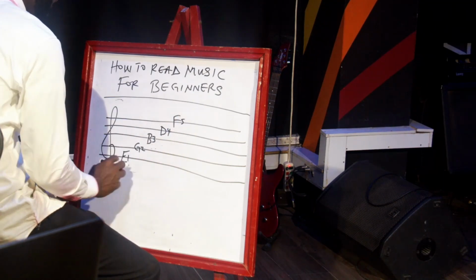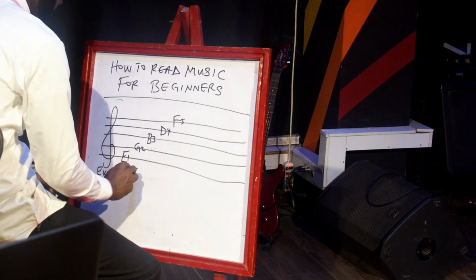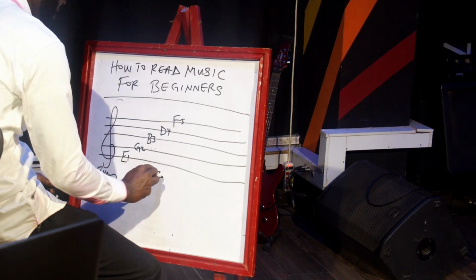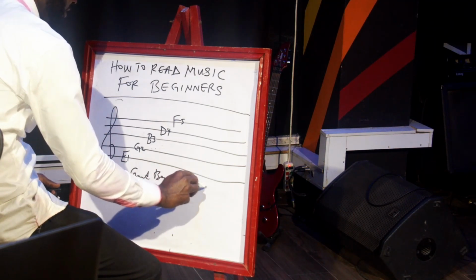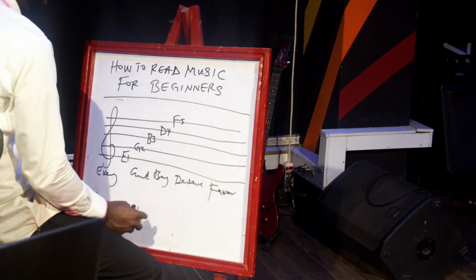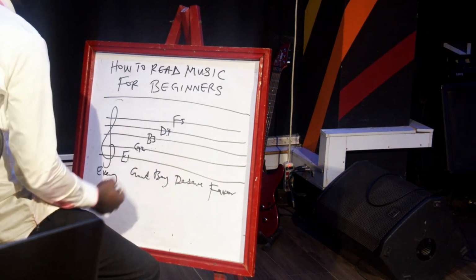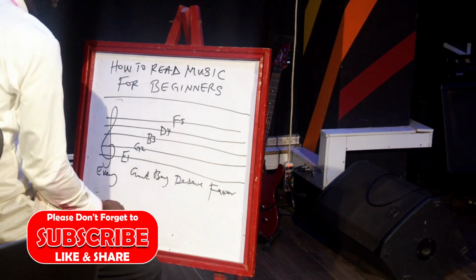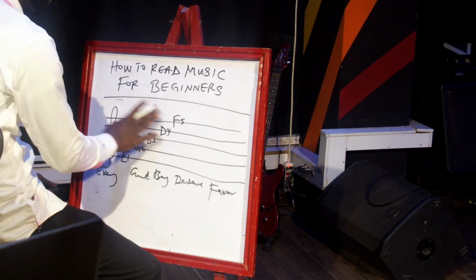Therefore, we can say: Every Good Boy Deserves Fanta, or Favor. Don't forget, Every Good Boy Deserves Fanta or Favor. Those are the letter names of the lines of the treble clef.